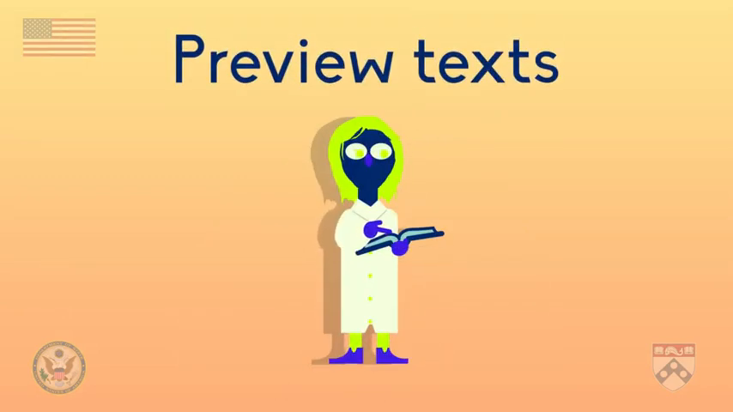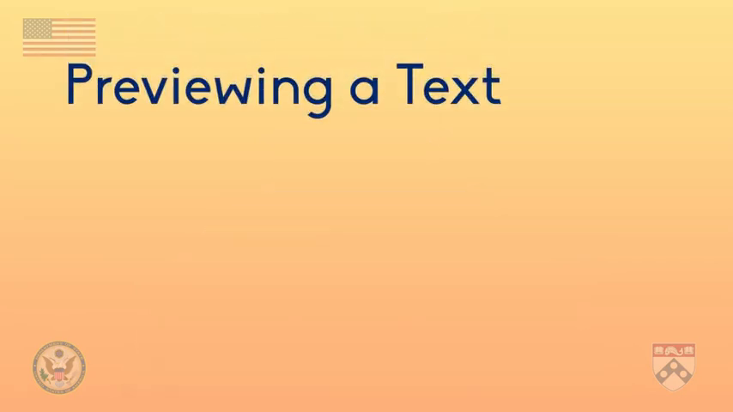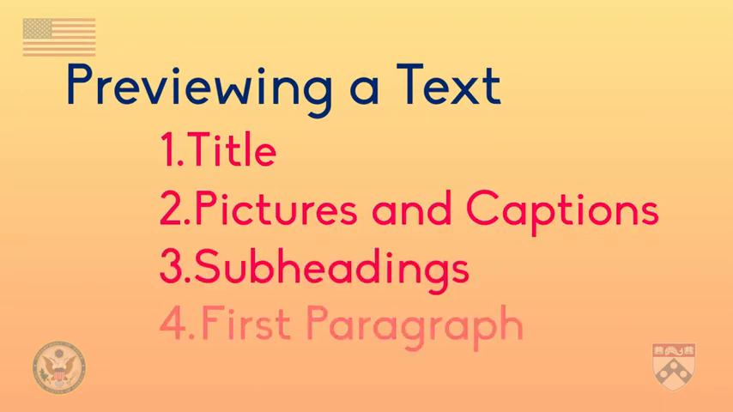That means we quickly look through our source before we give it a full reading. It helps us quickly learn what a text is about and improve our understanding. Previewing is a really great way to prepare to learn something new. Let's try previewing a reading that we will do later in this course. We'll preview the text in 4 steps: looking at the title, the pictures and the captions, subheadings, and the first paragraph. Let's get started. The first thing we look at is the title.